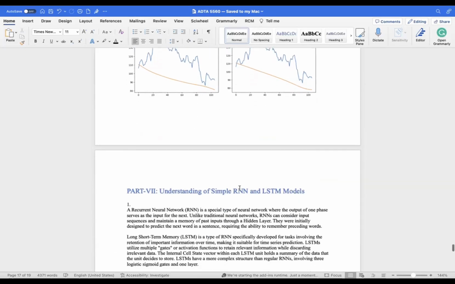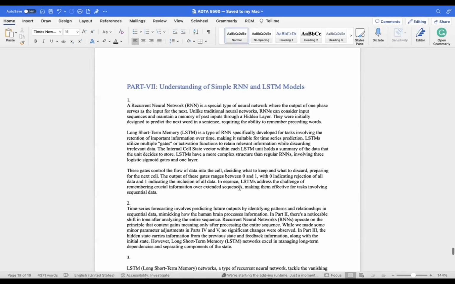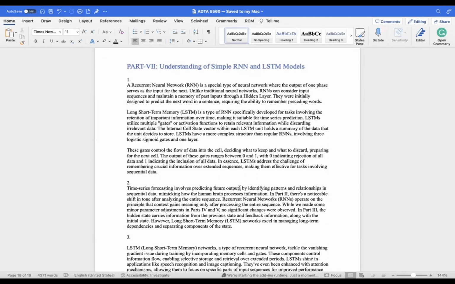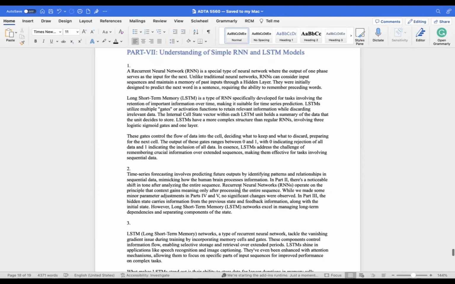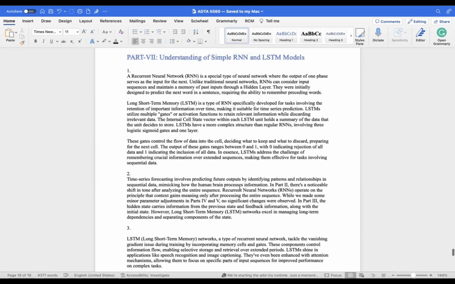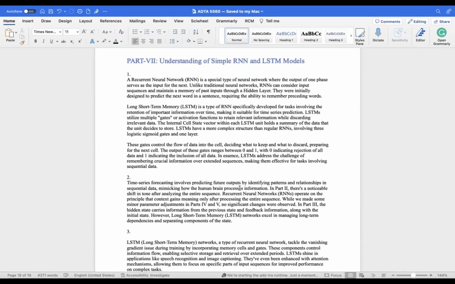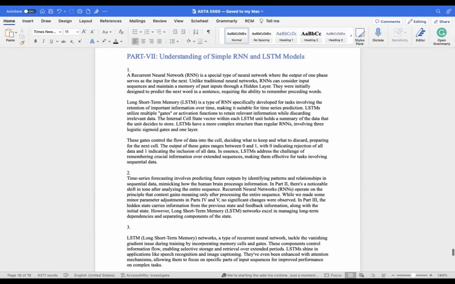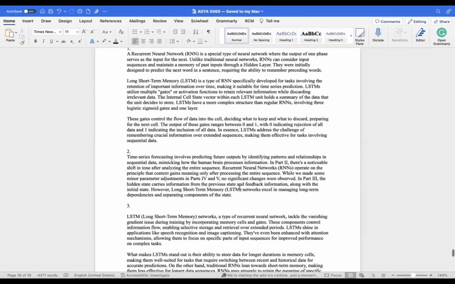So let's go with the seventh part, understanding of simple RNN and LSTM models. I'm going to give you an overview of whatever I understood from this project. RNN basics: RNNs are like the memory wizards of neural networks, remembering past inputs using a hidden layer. They're perfect for tasks like predicting the next word in a sentence. And coming to the LSTMs, a superhero among RNNs.